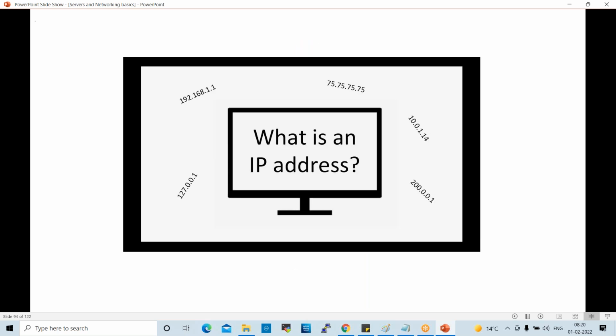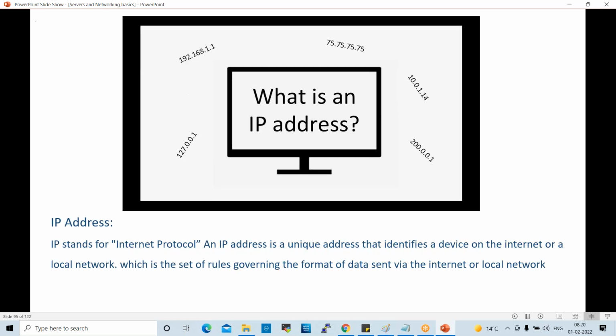Fine. So what is an IP address? IP stands for Internet Protocol. An IP address is a unique address that identifies a device on the internet or a local area network. Every server, every laptop, every desktop will have one unique address, which is called an IP address. Without this we cannot communicate.